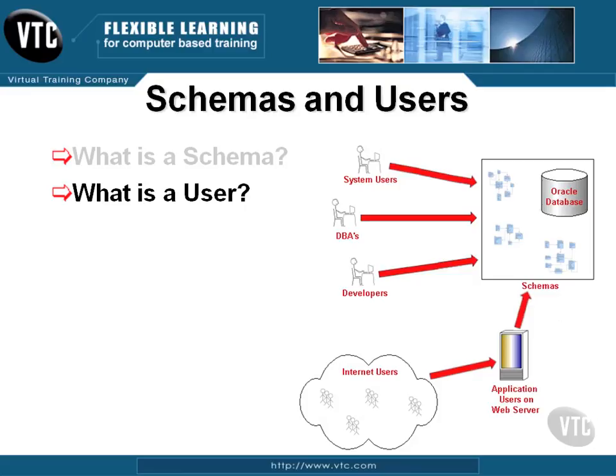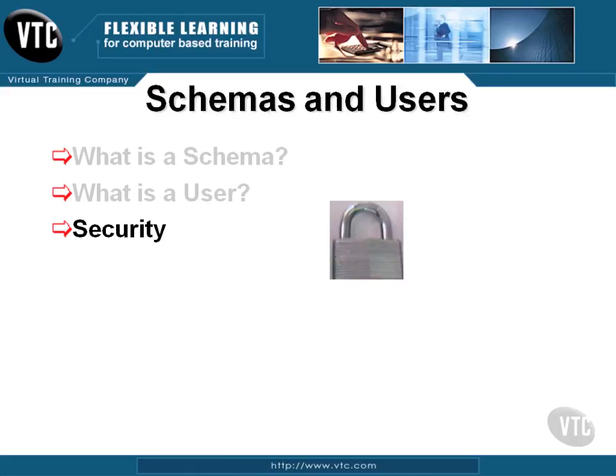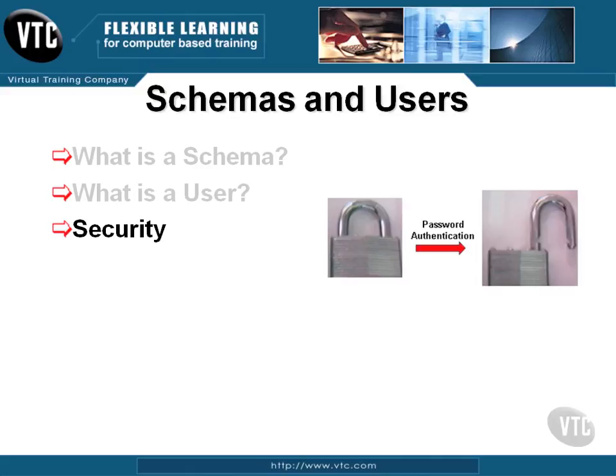One particular way that an internal Oracle user, as in a DBA, a system user, a developer, or an internally allowed Oracle application user, one way that we apply security is by use of password authentication. In other words, when you log into an Oracle database and you connect as a user called Joe Soap, it wants you to put a password in to make sure that you're you.